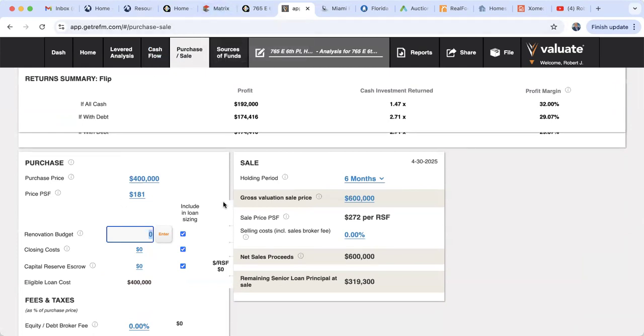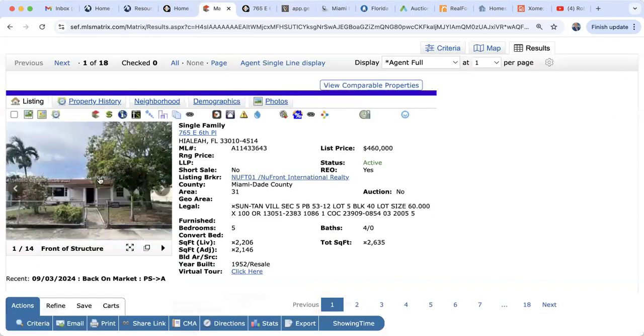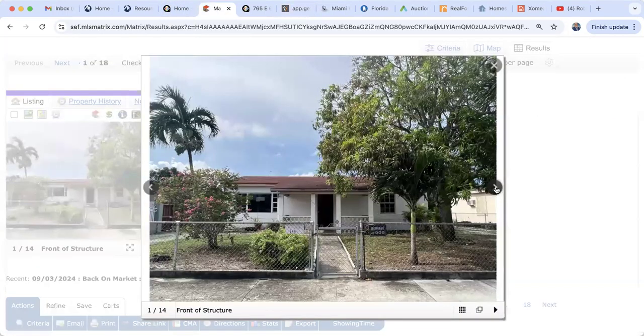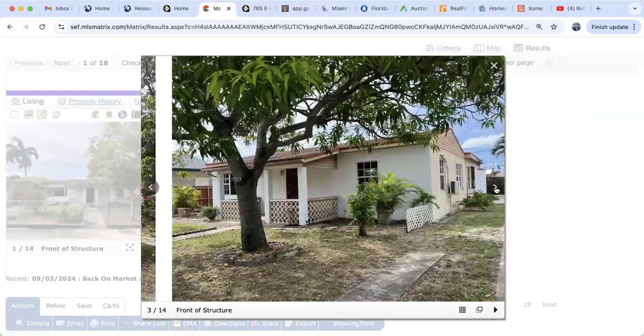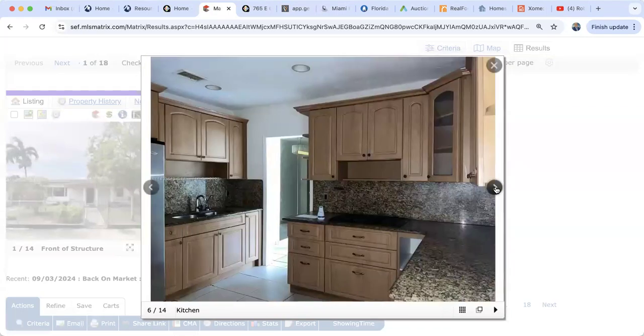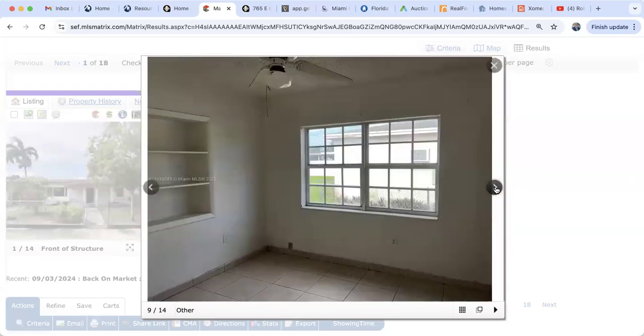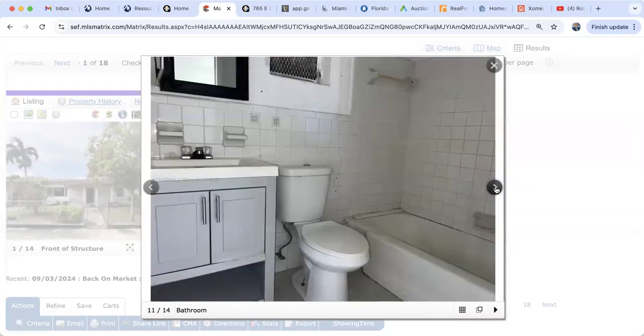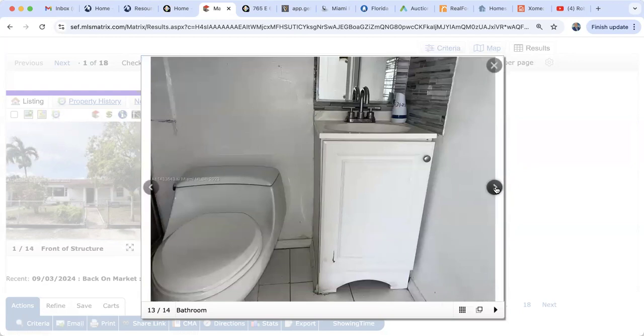Now, there are several of you in my training, and I do want to hear opinions. What do you guys think? How much is needed to renovate this property? Perhaps you don't know the Hialeah area. Perhaps you don't want to over improve, but just taking a look at the pictures, what do you guys think?